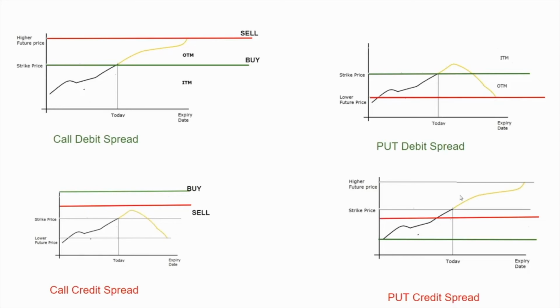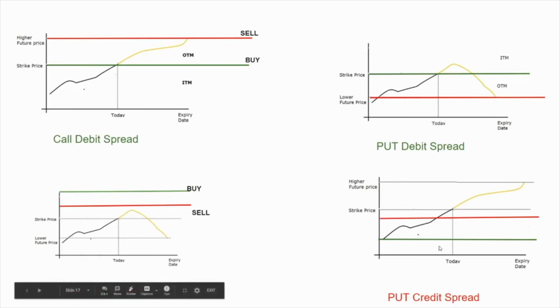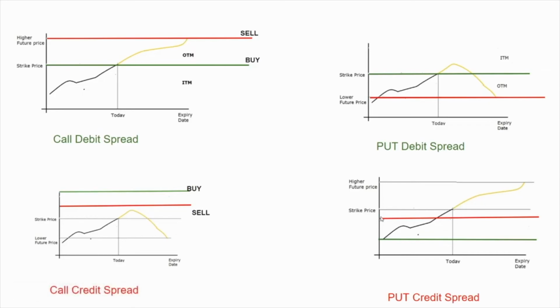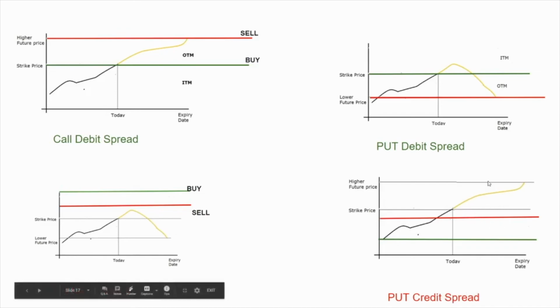The opposite for the put credit. You sell close to the strike price, you buy deep out of the money, and if your price expires out of the vertical, then you get to keep the full credit. We say the contract expires worthless.